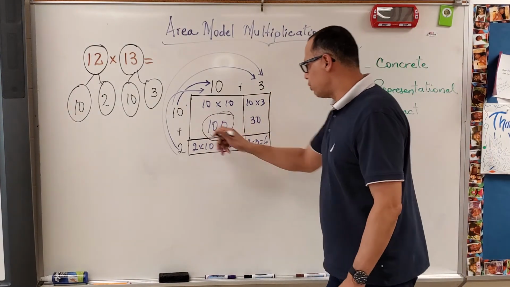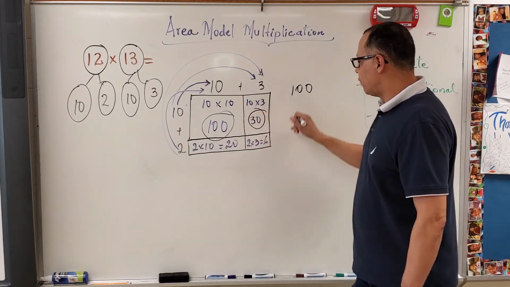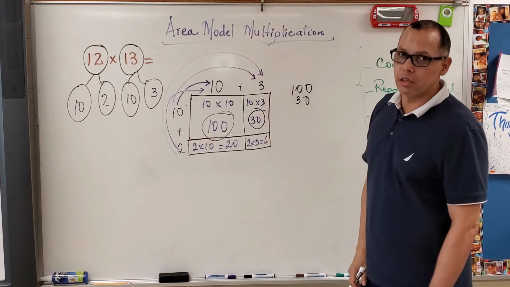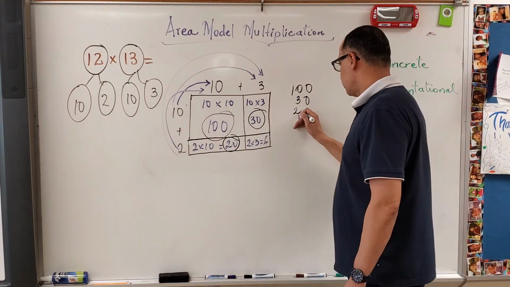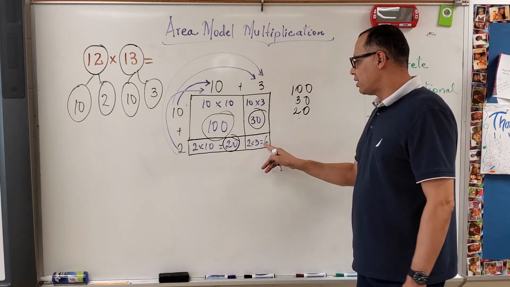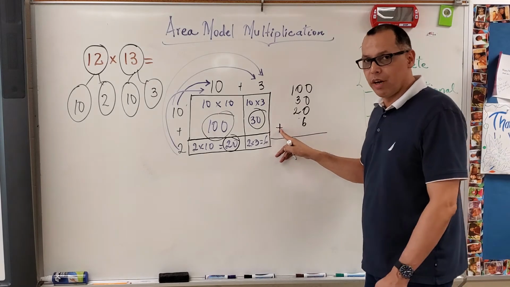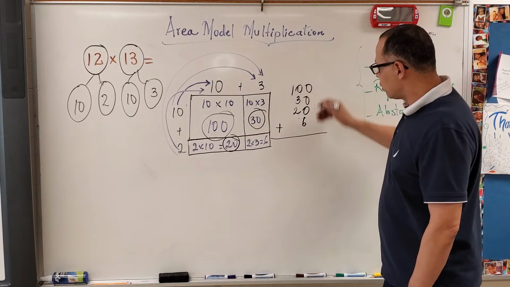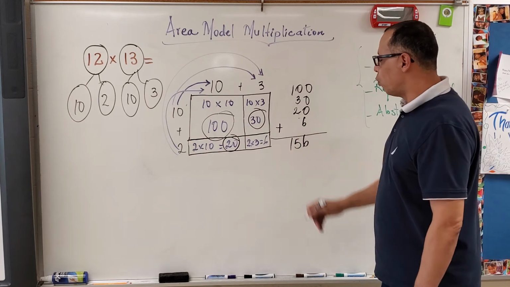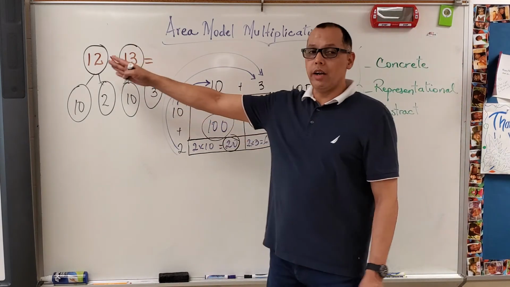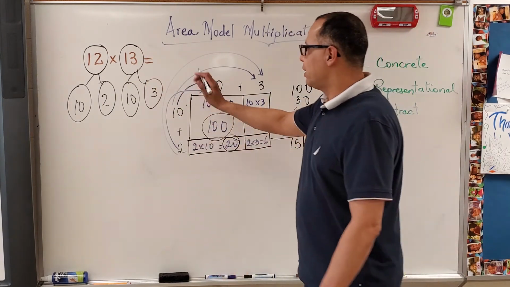I have 100, that's my first partial product. I have 30, that is my second partial product. I have 20, that is my third partial product. And now I have 6, that is my last partial product. I'm going to add those partial products to find the sum of them. So 6, this is a 5, and this is a 1. That means 12 times 13 equals 156.